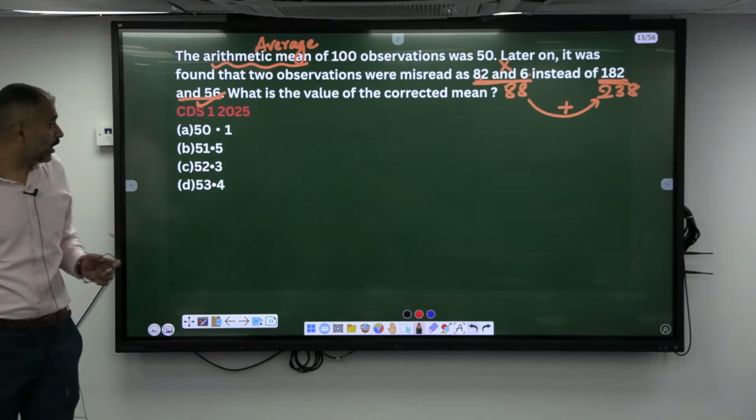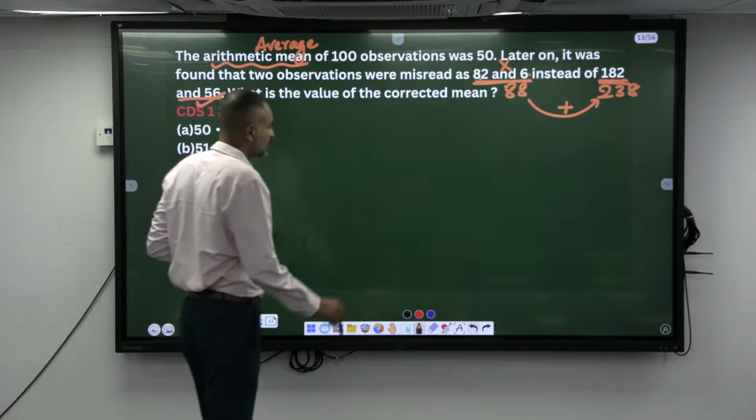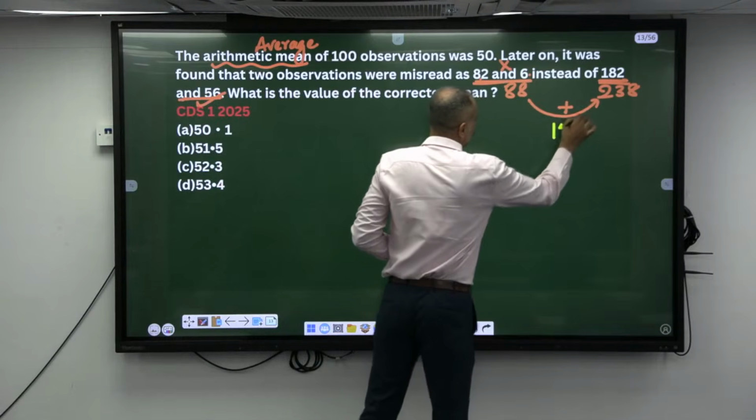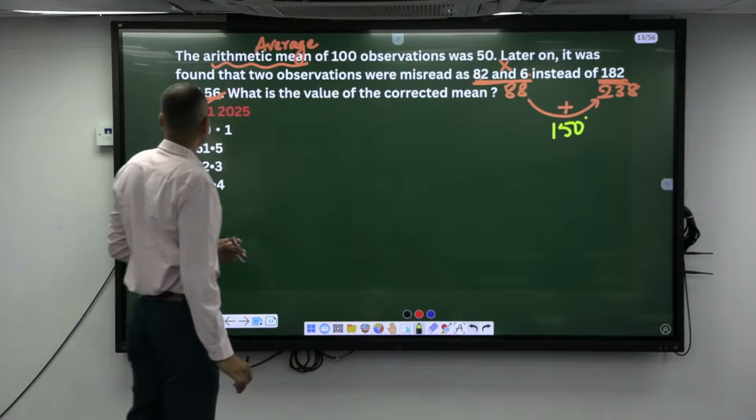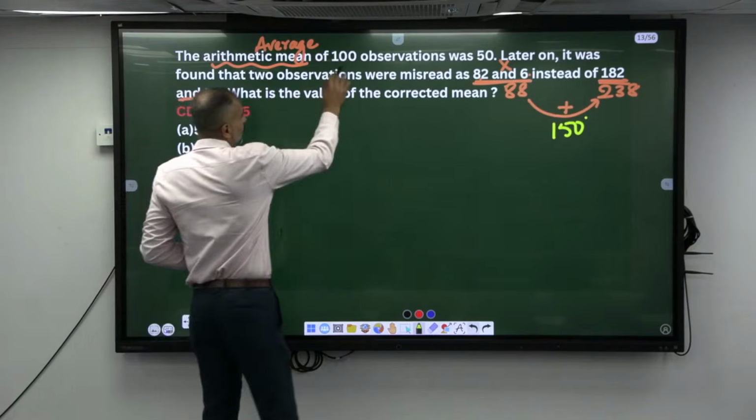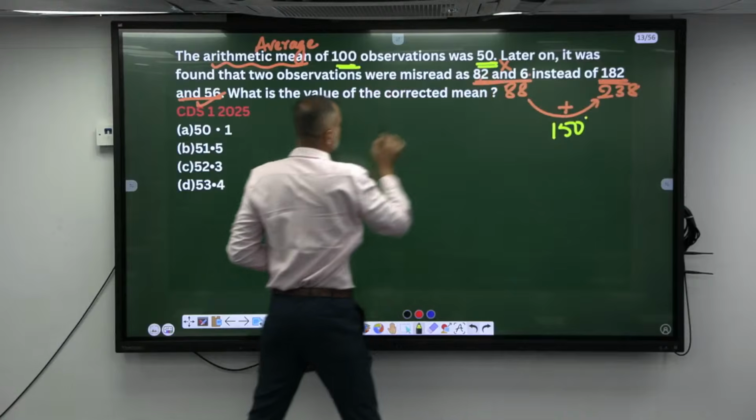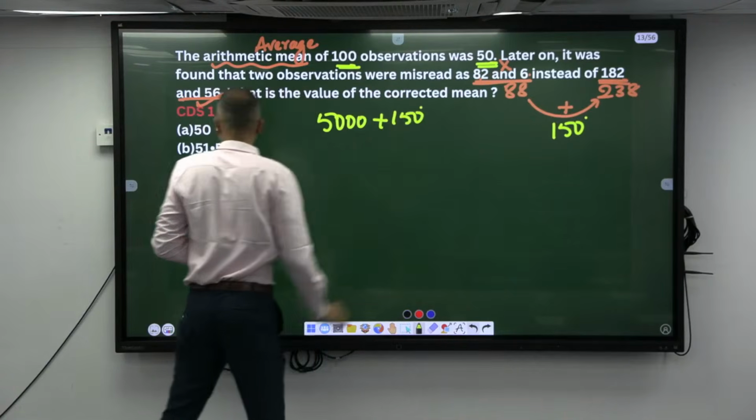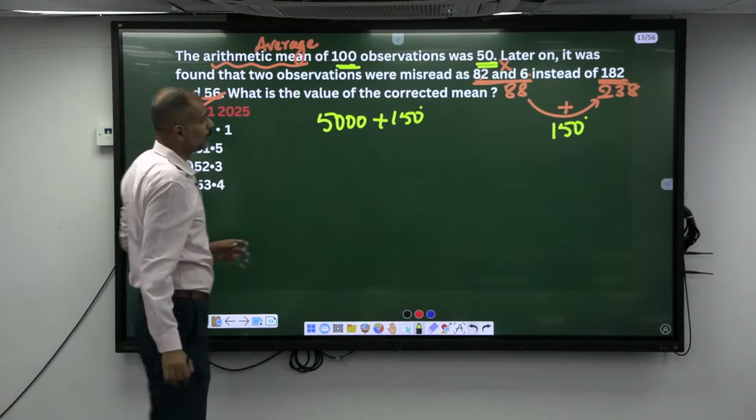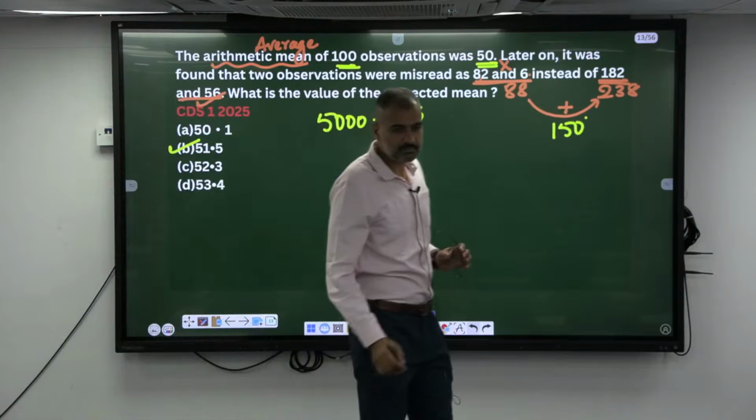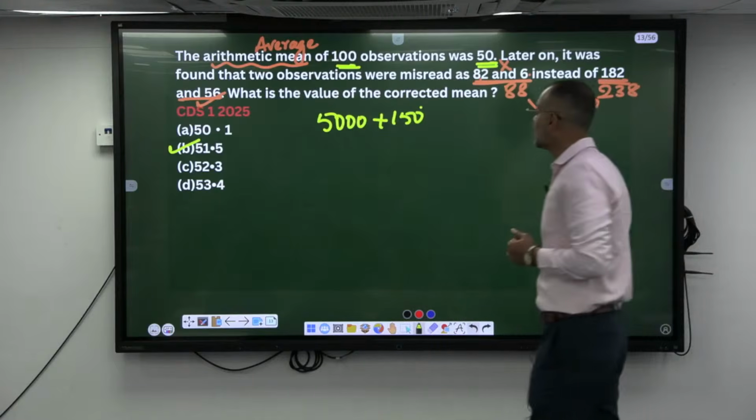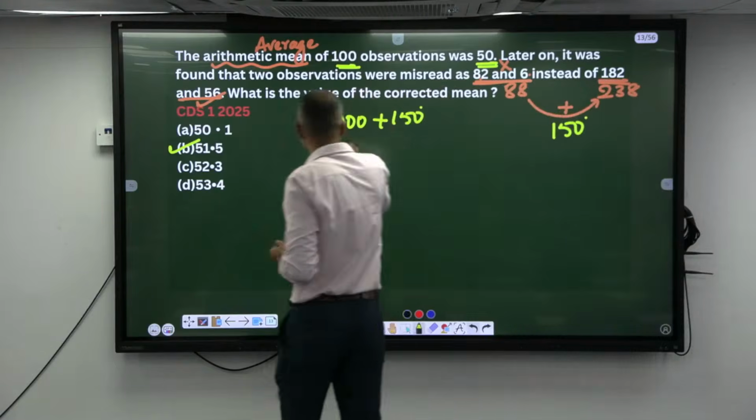Come on. How much? What is the difference here? 150 has to be added to the sum. What is the sum? 100 into 50, which is 5000. Now you add 150. So what's your answer? 51.50. Again divide this by 100.